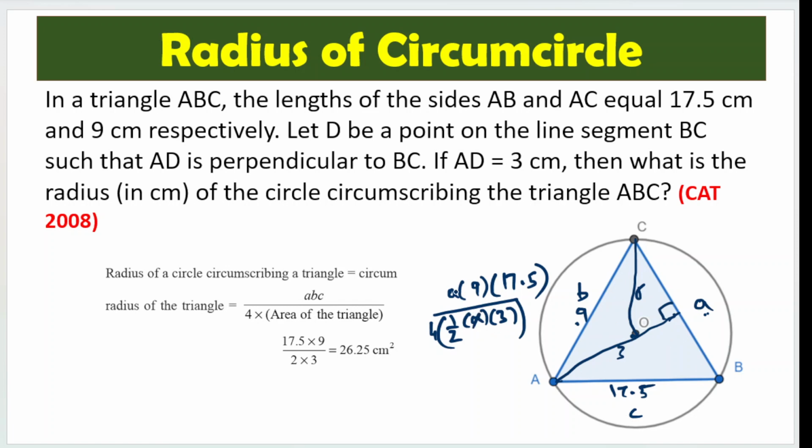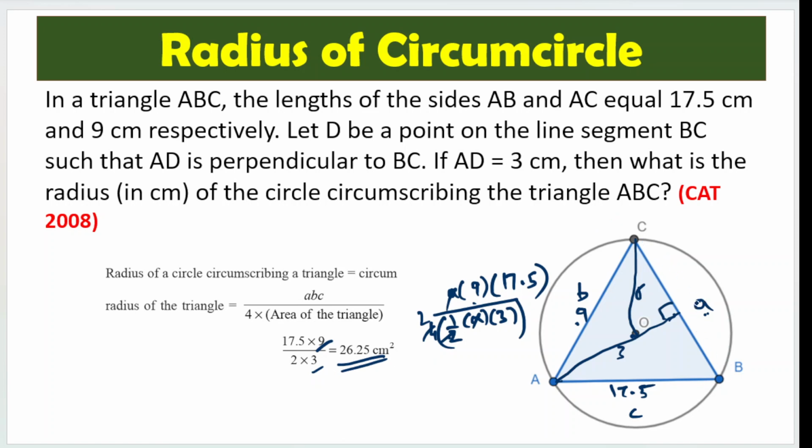Now this a and this a will get cancelled. We will be left with 9 into 17.5 by 2 into 3, that is, 9 into 17.5 by 2 into 3. We'll get 26.25.